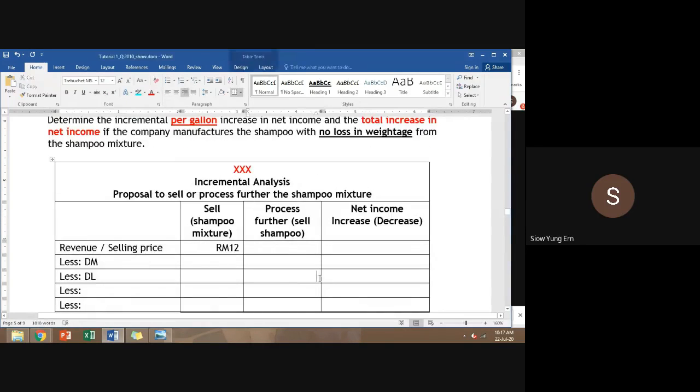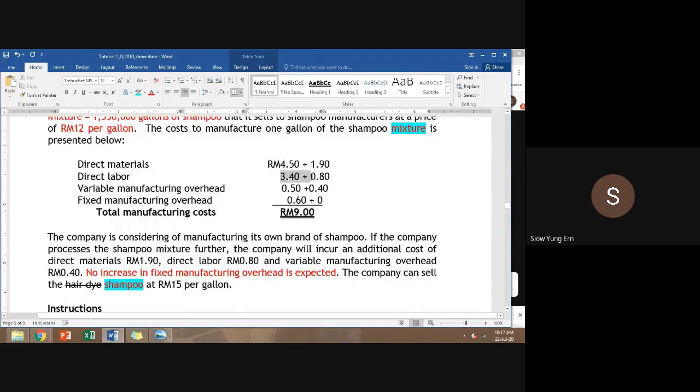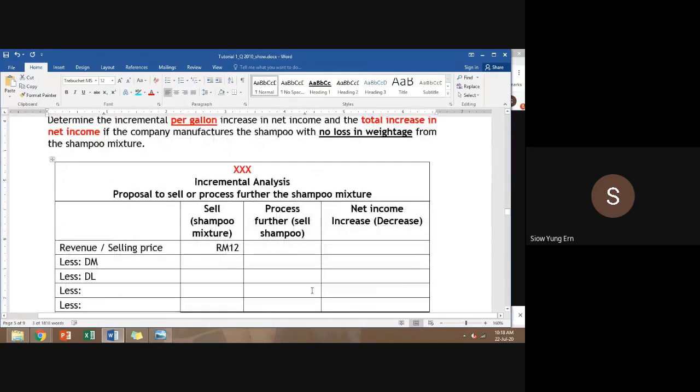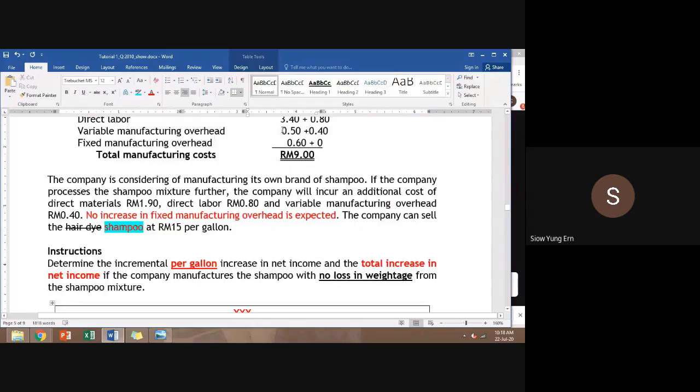Okay, next one, direct labor. Jawan. Correct, 4 ringgit 20 cents, which you can get from here, 3 ringgit 40 cents and then increase 80 cents. So per gallon, direct labor is 4 ringgit 20 cents. Okay, next one will be your variable overhead. Shiyun. Correct, 90 cents. Same thing, you can get from the top here, 90 cents.